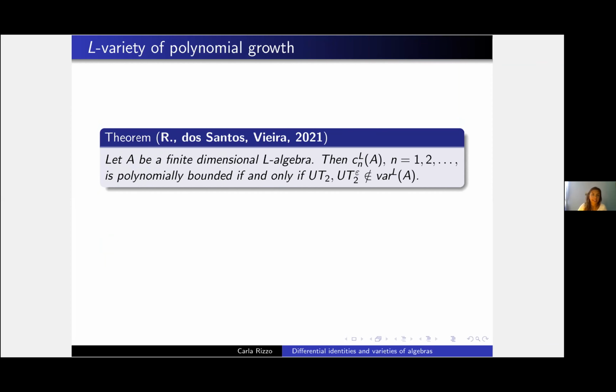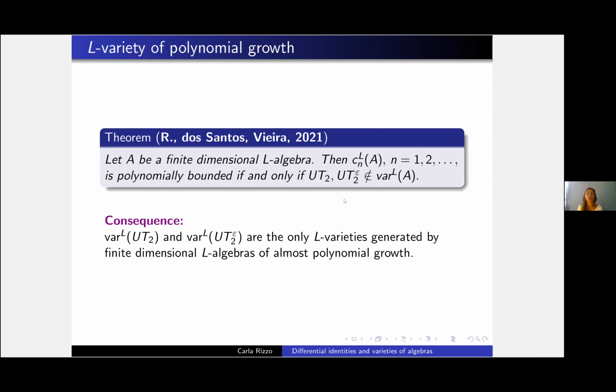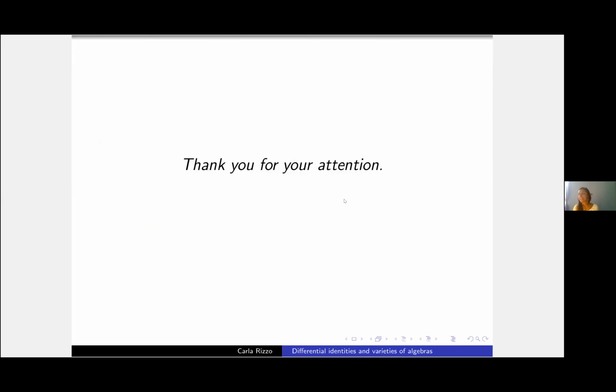In a preprint of this year, Edo Santos Vieira and I classify the varieties of polynomial growth. In fact, we proved that the differential codimension sequence of any finite dimensional L algebra is polynomially bounded if and only if UT2 and UT2 epsilon don't belong to the variety generated by the algebra A. And so, as a consequence, we proved that the only two varieties generated by finite dimensional L algebras of almost polynomial growth are the varieties generated by UT2 and UT2 epsilon. That's all. Thank you.